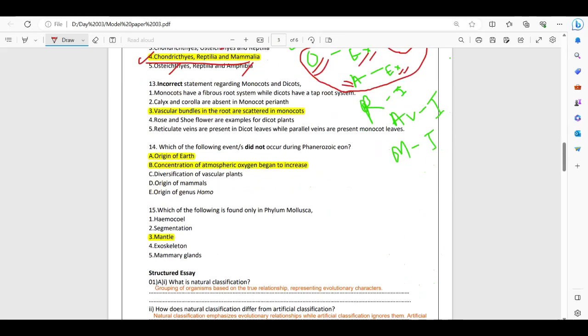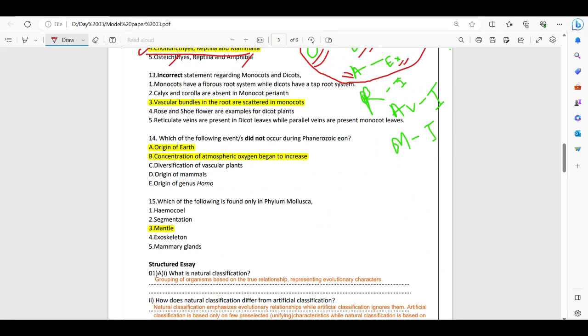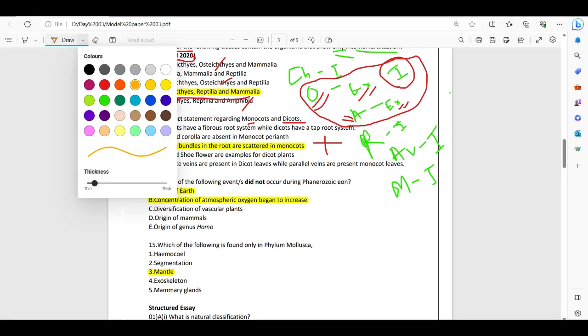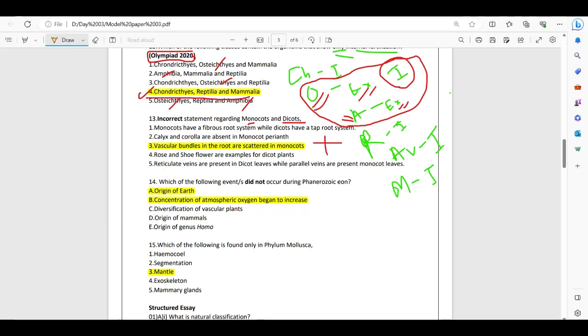So the next thing is question number 13, incorrect statement regarding monocots and dicots. This whole question is based on the chart about monocots and dicots. What they usually do in long statement questions is that they try to shift keywords or add words like all, only, always, and those are the things that they use to mess with your head. So here, I would tell you the trick behind the question format.